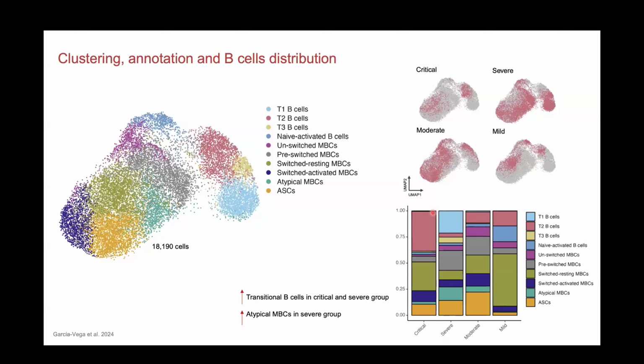This high frequency of transitional B cells may be linked to the antigenic persistence in severe and critical cases, and this for the development of mature B cells. But the fact that these cells remain in a transitional phase during convalescence suggests that these cells may contribute to the disease severity. And another thing that caught our attention was that atypical memory B cells were higher in the severe group.